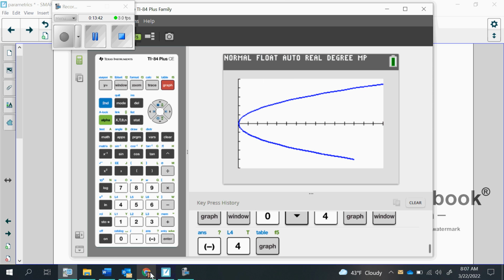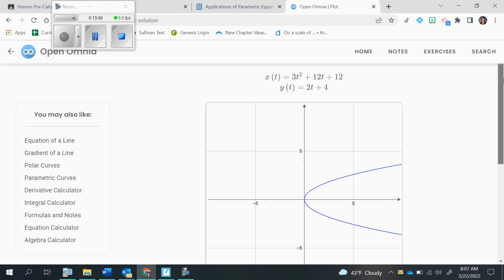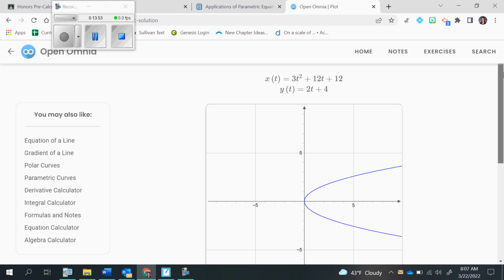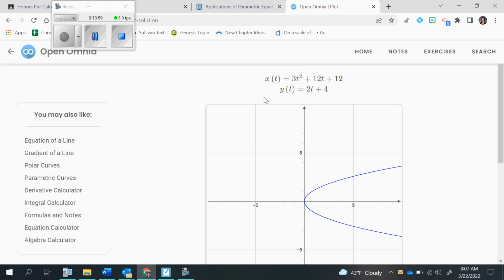I also found a cool website, Open Omnia, which has, particularly for this, I can't speak for anything else on here, you all might know better, but you're able to plug in and graph the equation, and you can adjust the t value for the curve in the exact same way. So if you want to play around with that, that is up to you.